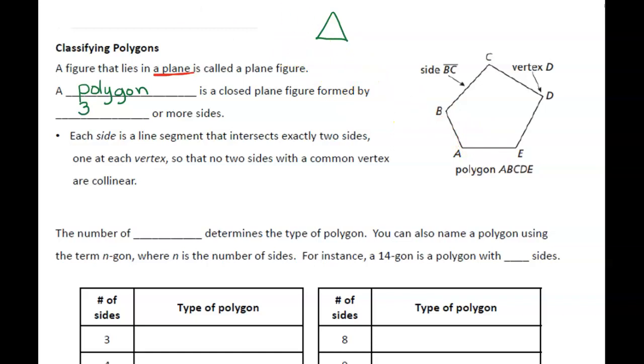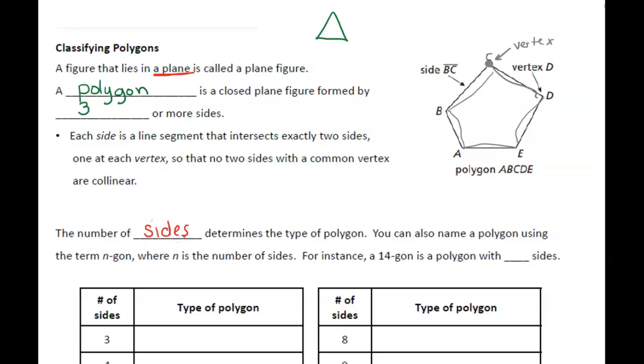So in a polygon, we would call this side here a segment. This side's a segment. This side's a segment, okay? Remember, segments start and stop. So each of these sides are segments, and each segment connects to what we call a vertex. Okay, so no two sides with a common vertex are collinear. So we do change directions at each vertex.